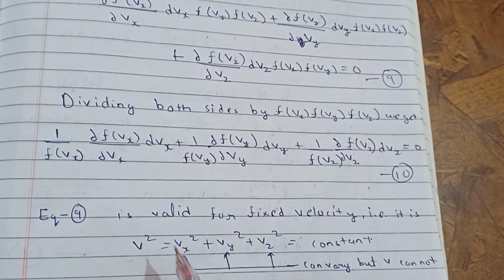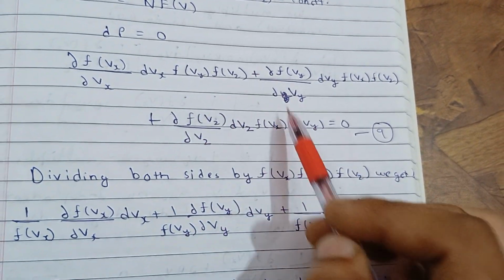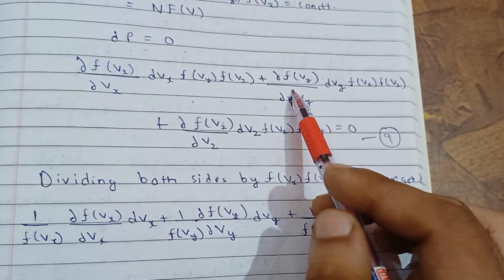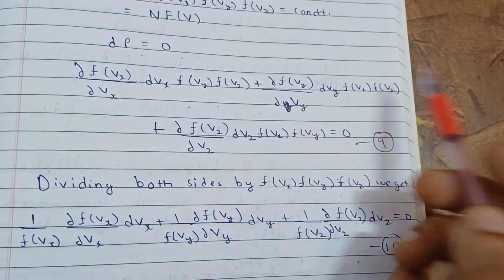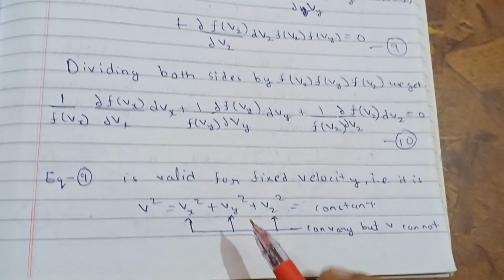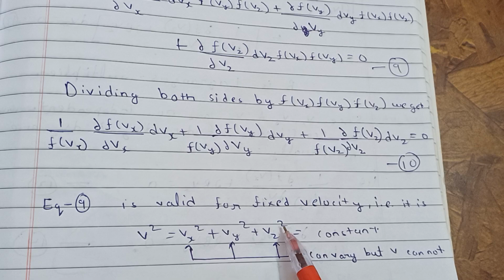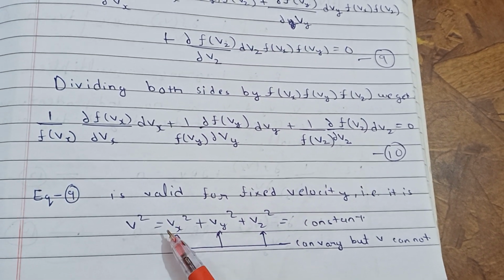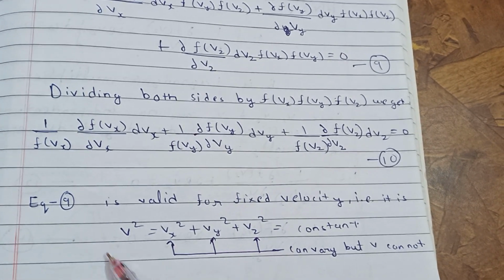This is equation 10, and equation 9 is valid only for those particles which have the same velocity, because they lie on a sphere. So v will remain the same, the vx, vy, vz components may vary, but v will remain the same. So v square equals vx square plus vy square plus vz square. This is a constraint condition on the particles. From here you can find that vx dvx plus vy dvy plus vz dvz will equal 0, because v is constant. This is the condition you will use to solve this.